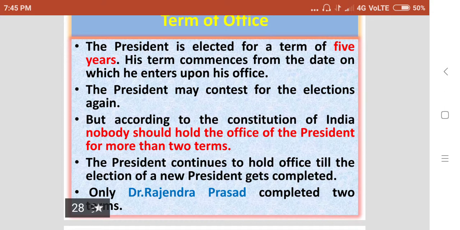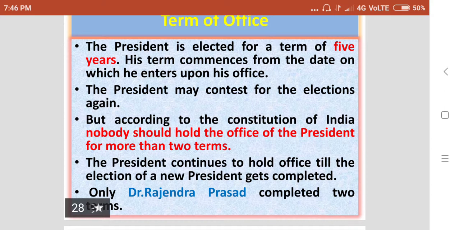How many years will the President of India be in office? The President is elected for a term of 5 years. His term commences from the date on which he enters upon his office. The President may contest the elections again. So, after the completion of the 5 years term, the same President is eligible for a second term.